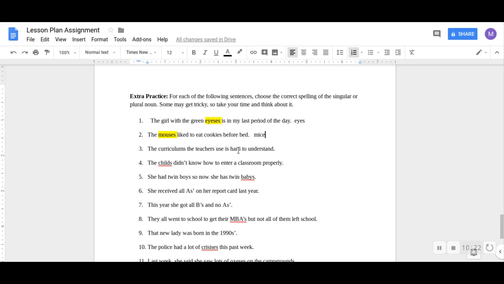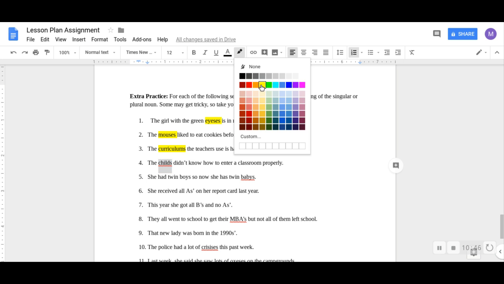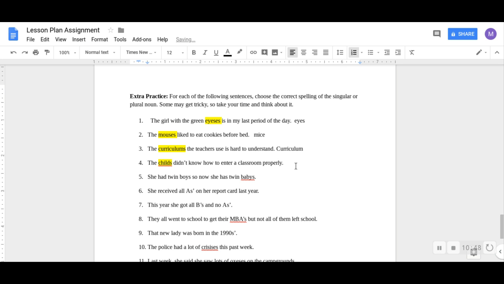The curriculums the teacher used is hard to understand. Curriculums should just be curriculum. Tried to get a little fancy there, and it did not pay off. Okay. The childs didn't know how to enter the classroom properly. This is the other one that we change, and it's got a funky ending, and it goes to children.